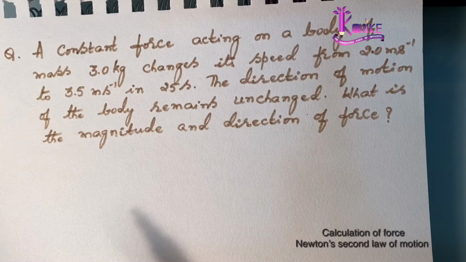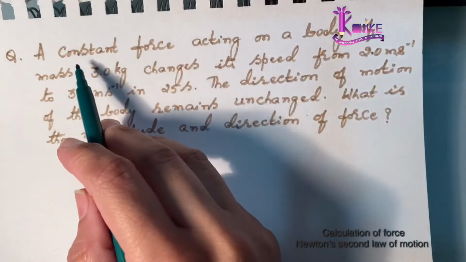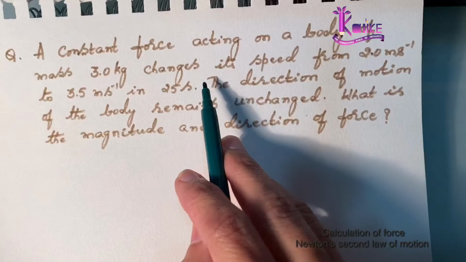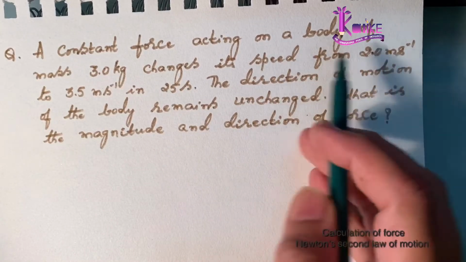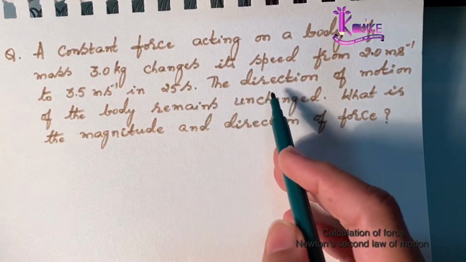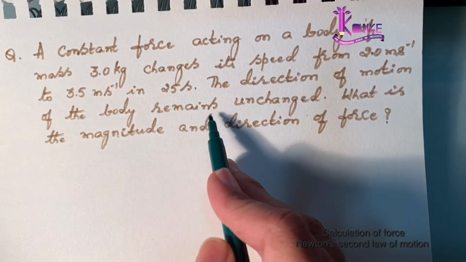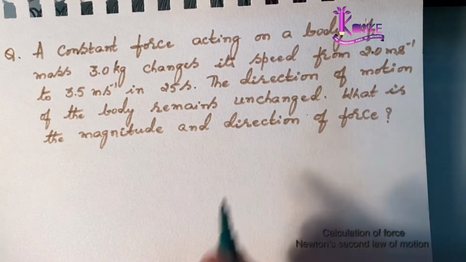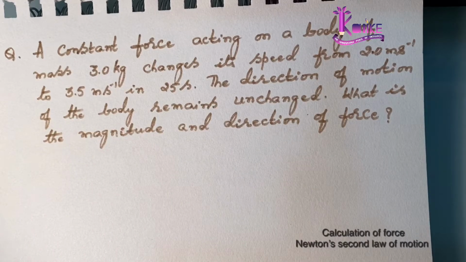So let's see what the numerical says. A constant force acting on a body of mass 3 kg changes its speed from 2 meter per second to 3.5 meter per second in 25 seconds. The direction of motion of the body remains unchanged. What is the magnitude and direction of force? So this looks pretty simple and straightforward.